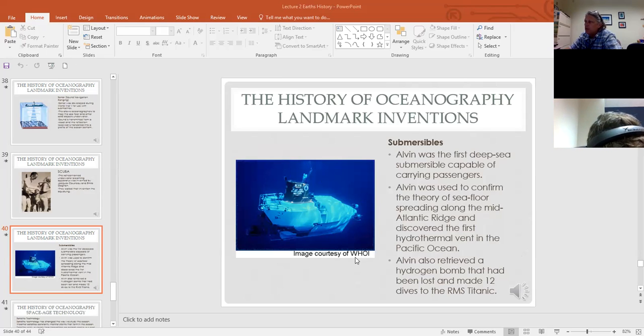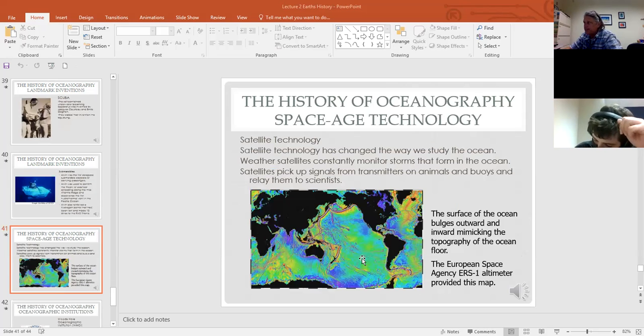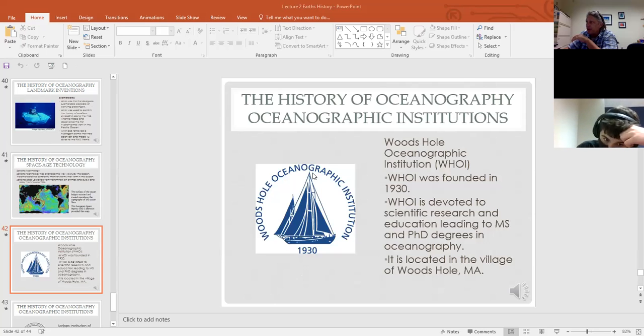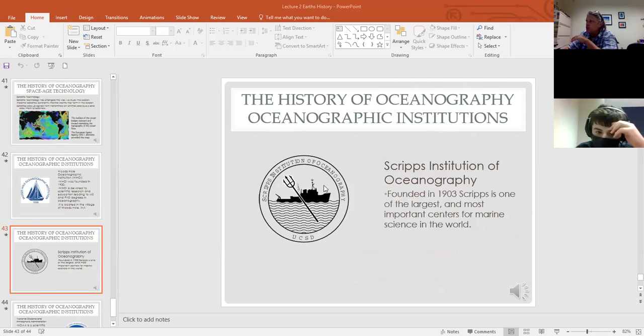Woods Hole, that's East Coast, a very famous oceanography center. On the West Coast, Scripps is the big famous oceanography center. Satellite technology now can map the ocean floor as well. That's what I said, Woods Hole is East Coast, and Scripps is West Coast.